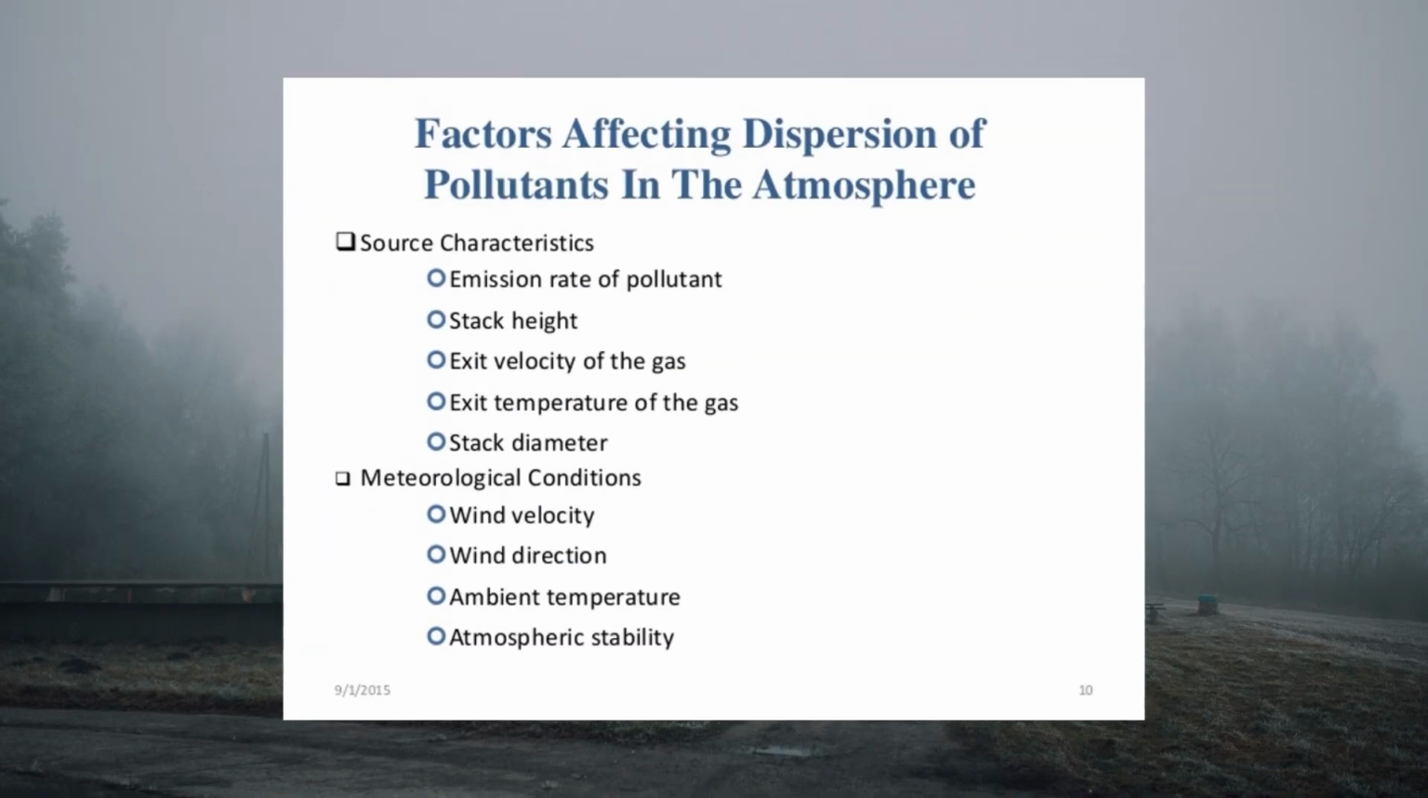So again, coming to the same parameters, these are the basic parameters that affect the dispersion. That is, the source emission rate of pollutants is always considered constant, but in the real world sometimes there may be change. The stack height is constant. The exit velocity of the gas is also likely to be constant. The exit temperature of the gas is also likely to be constant. The stack diameter and the meteorological conditions, the wind velocity, wind direction, ambient temperature, and atmospheric stability.